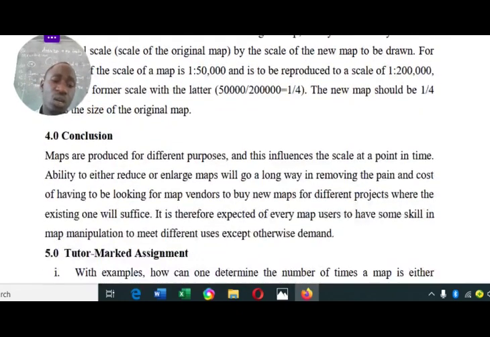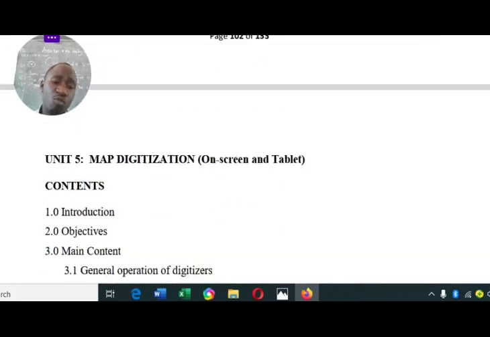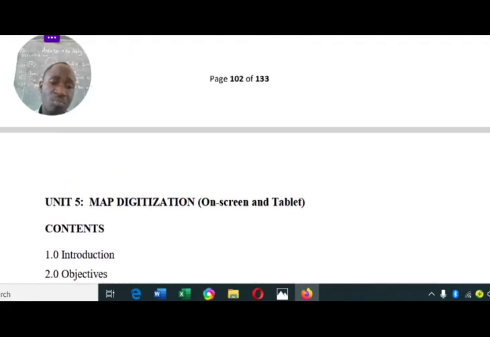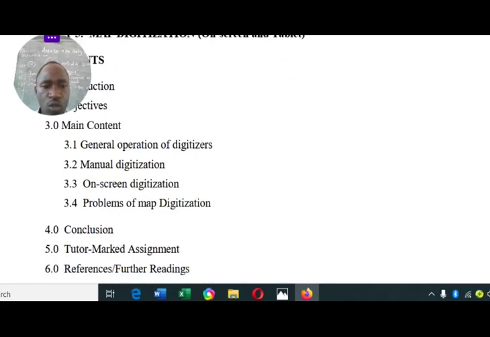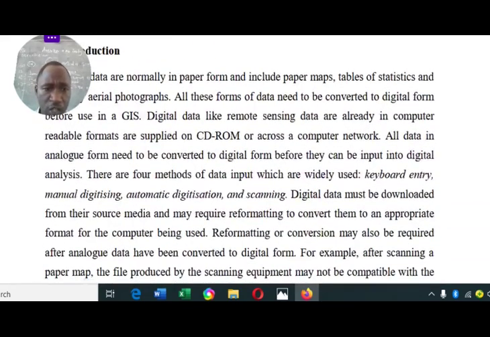When we continue, we shall pick up what we call map digitalization. With map digitalization, we look at the general operation of the system. Then we look at manual digitalization, on-screen digitalization, and then the problems that mainly occur in digitalization.